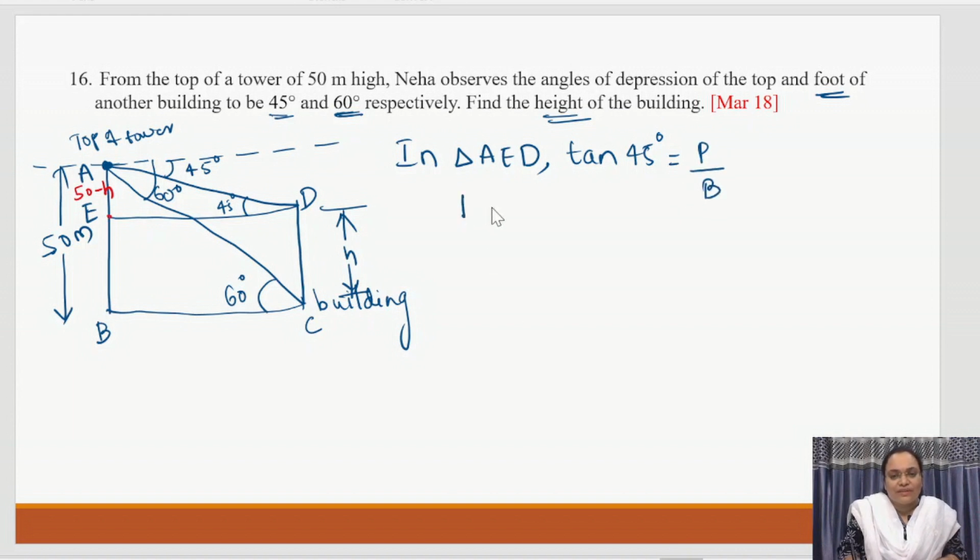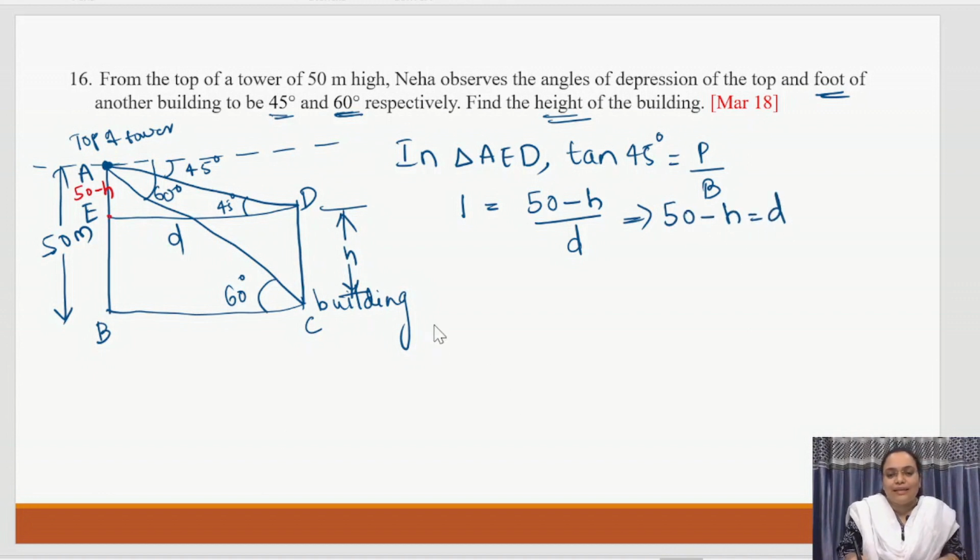So tan 45 is 1, which equals perpendicular, 50 minus h, by base, which we don't know. I will take it as d. This is some distance d. When you cross multiply, you will get 50 minus h is equals to d.